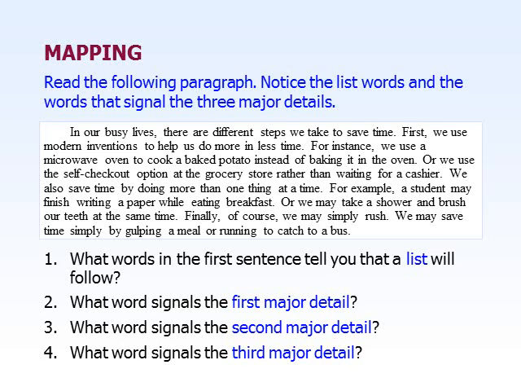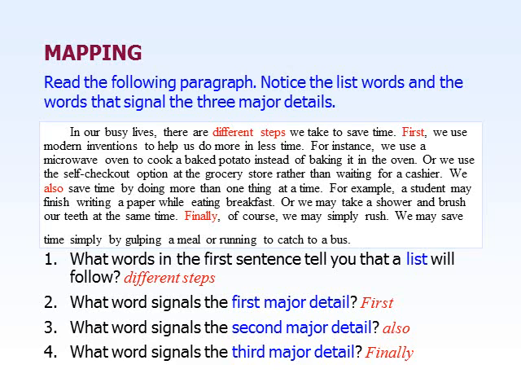All right, so which words in the first sentence tell you that a list is coming? Those words are different steps. And so again, we call these list words, right? And the important thing about these list words is that they're plural, and that tells us that that's going to be the main idea. The major details are each signaled with an addition word. So we have first here, then we have also here, and then we have finally here. And that signals those are the major supporting details. The things that come after them are the minor supporting details.